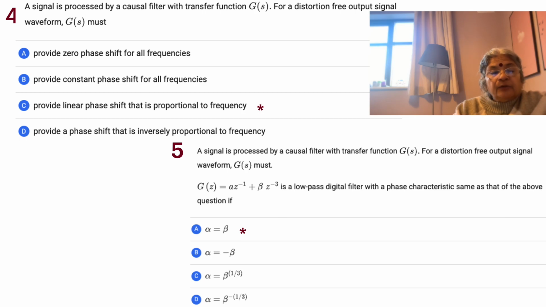Plus beta into z raised to minus 3. So there is a shift by one time unit, as also by a time unit of 3. Okay, it is a low pass digital filter. The phase characteristic is the same as that of the above question. So now it should not have any distortion. So how can that happen? Only if alpha and beta happen to be equal. Otherwise, when it gets shifted, the multiplication factor changes, and so there is going to be a distortion.